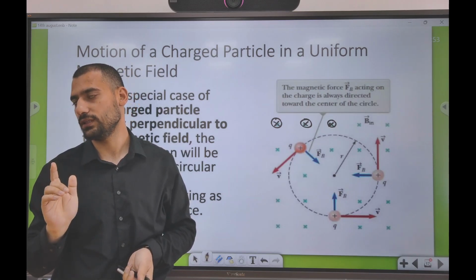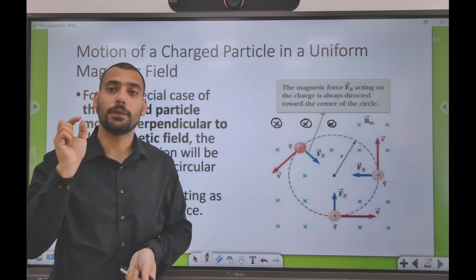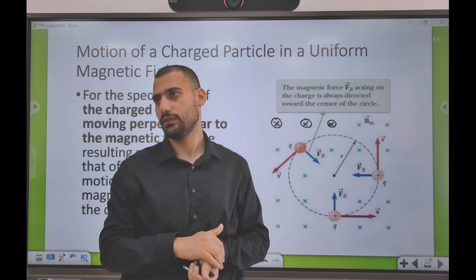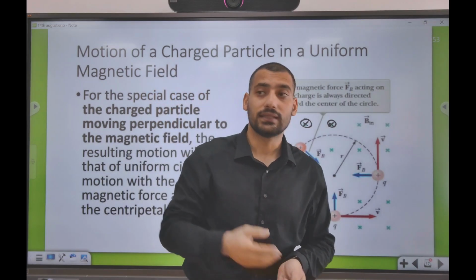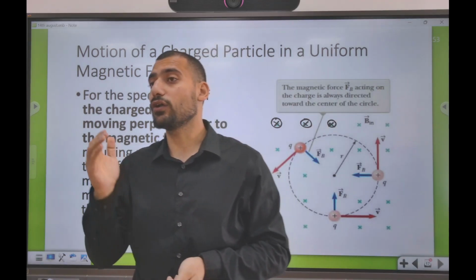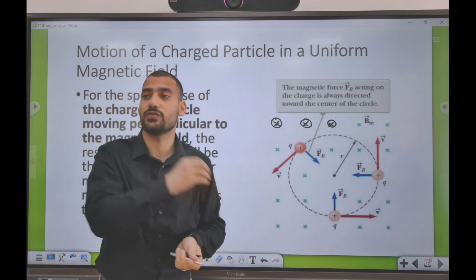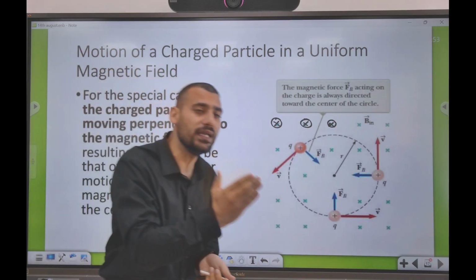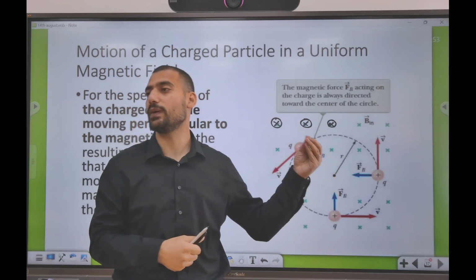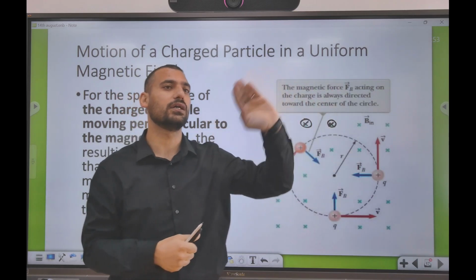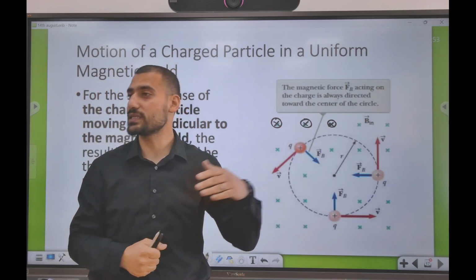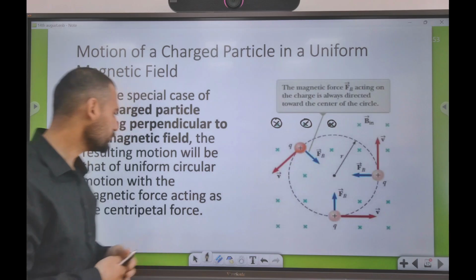Perpendicular to the velocity. Remember, the particle's speed does not change. But what happens is, the direction of its motion changes. And we are observing that in such cases, when the particle is fired perpendicular to the magnetic field, the force experienced by the particle compels it to go around a circular path. So what is happening? Try to understand.